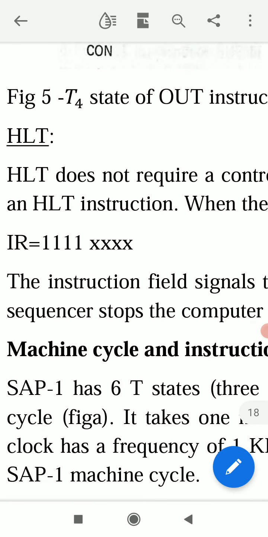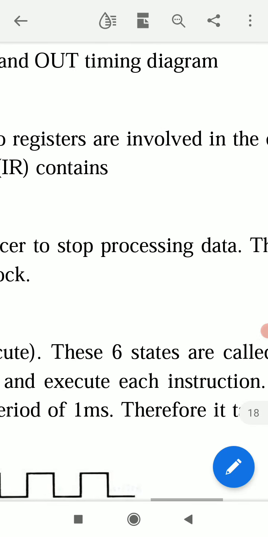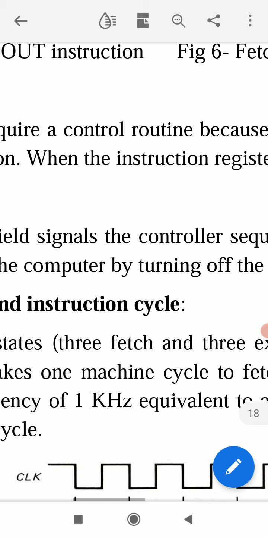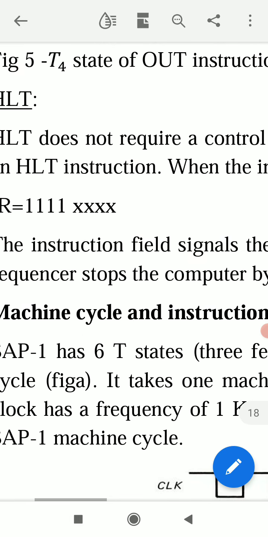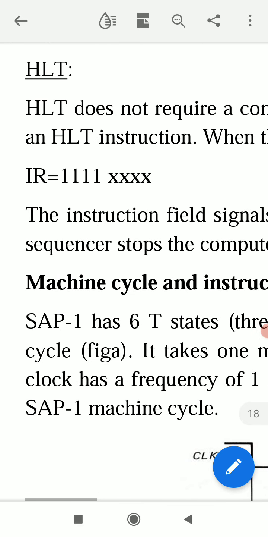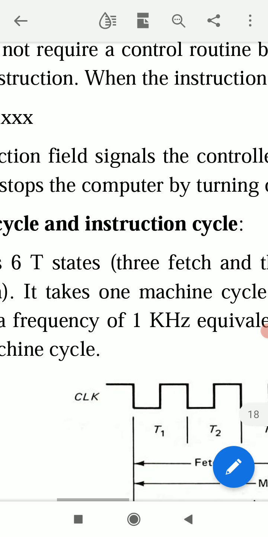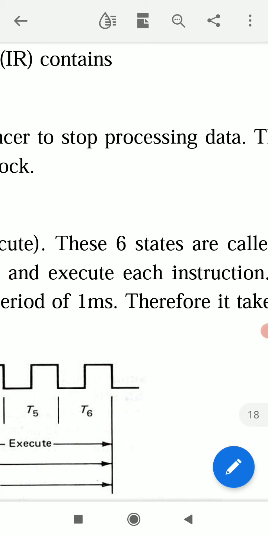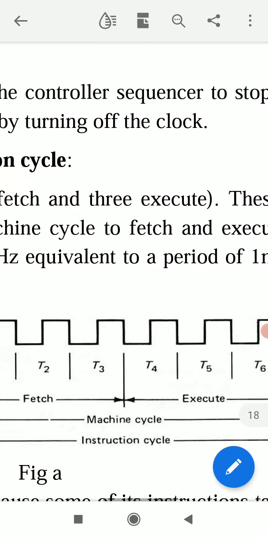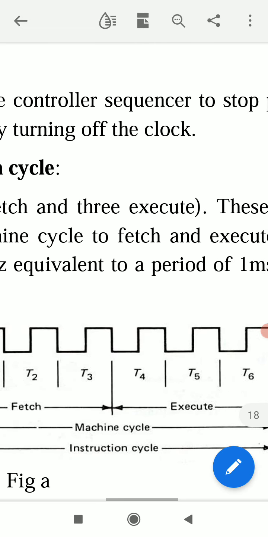Last is instruction halt. HLT is for halt. HLT does not require a control routine because no registers are involved in the execution of a halt instruction. When the instruction register contains 1111XXXX, 1111 is operation code for halt. The instruction field signals the controller sequencer to stop processing data. The controller sequencer stops the computer by turning off the clock.